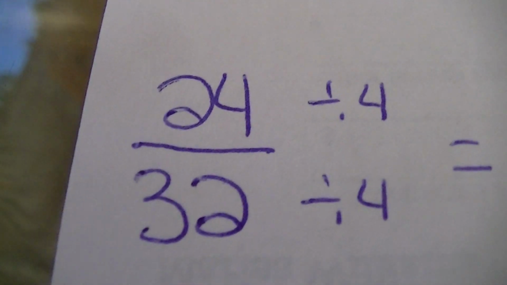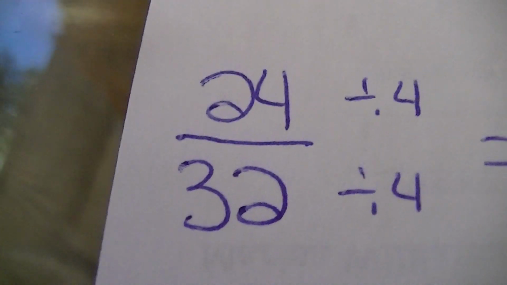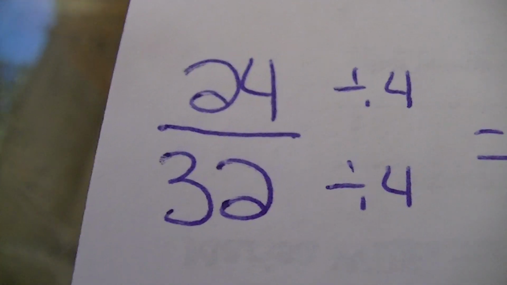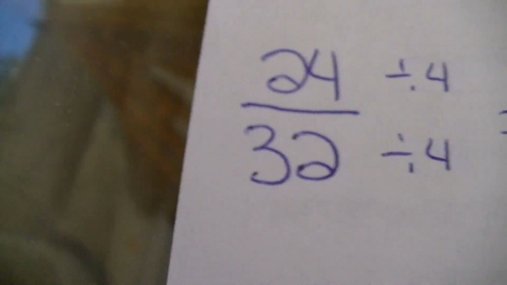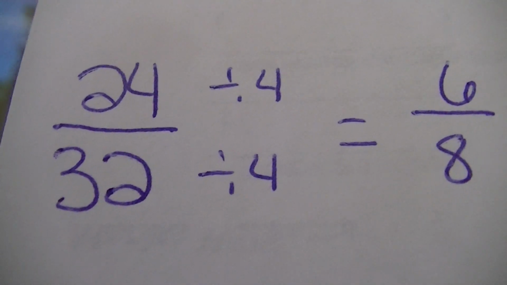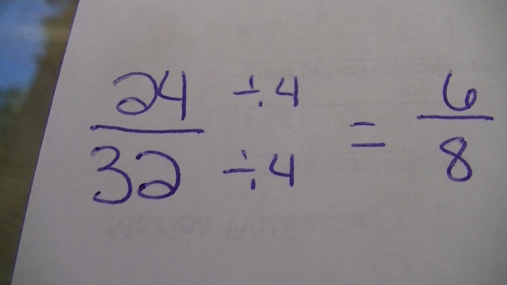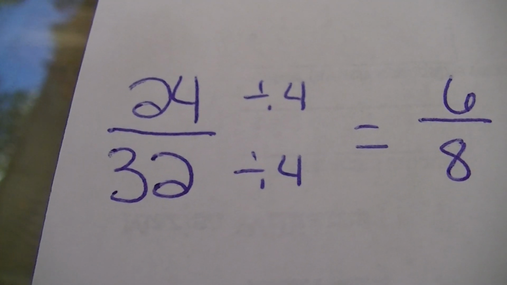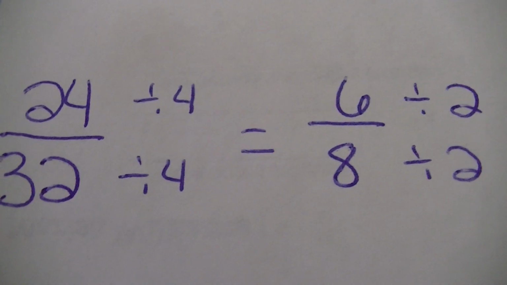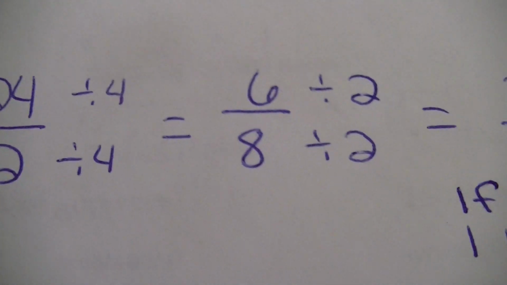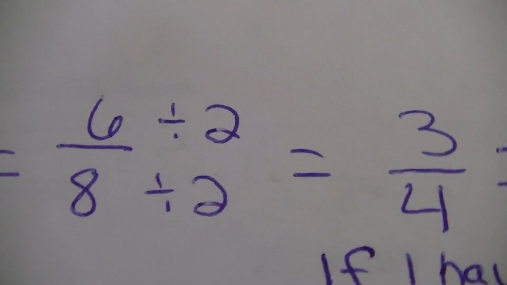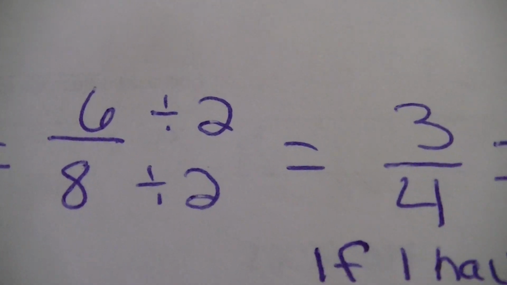Next example, 24 over 32. Well, both are divisible by 4. Again, whatever I divide to the top, I got to do the bottom. In this case, I get a 6 and an 8. And I'm thinking to myself, those are both even numbers. I can go down a little further and I can divide them both by 2, right? So that gives me 3/4.